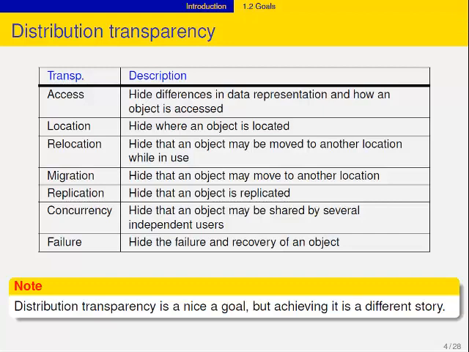One thing that we really master, I would say pretty well, is access transparency. And access transparency hides the differences in data representation and how an object is accessed. An object could be data. Just think of a database or something like that. And for those familiar with object-oriented programming, your object is your object in your Java or whatnot. We know how to do this.